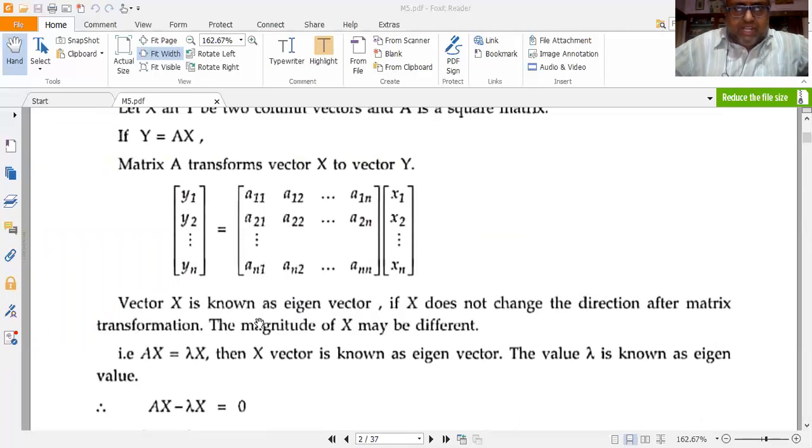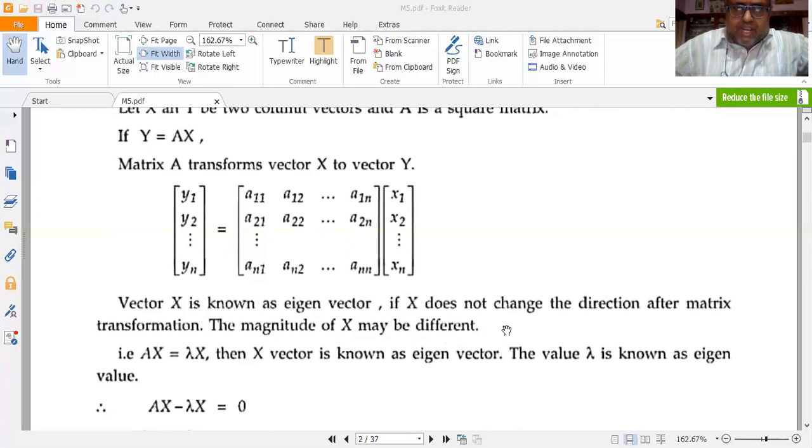Here the vector x is referred to as the eigenvector. Vector x is known as the eigenvector. It is also called the characteristic vector. There are different names for eigenvectors, please note. The vector x is called the eigenvector, characteristic vector, or latent vector. Latent, L-A-T-E-N-T, latent vector. It is also called the proper vector, P-R-O-P-E-R, proper vector.